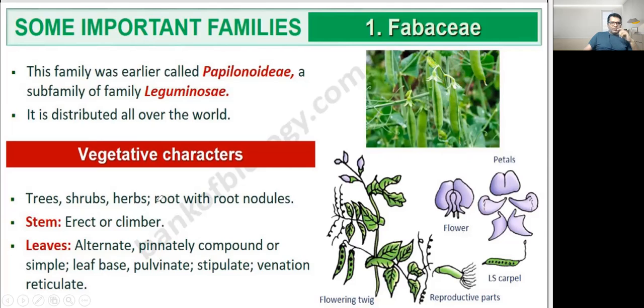So this is root with root nodules. Stem may be erect or climber. Leaves alternate, pinnately compound or simple. They may be simple, or some plants have compound leaves, and that will be pinnately compound, not palmately compound. The leaf base is pulvinate, stipulate, and venation is reticulate. We have to use only technical words, no need to use general words while describing different parts of the plant.